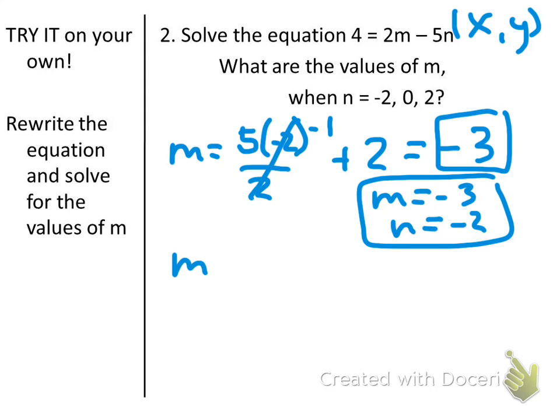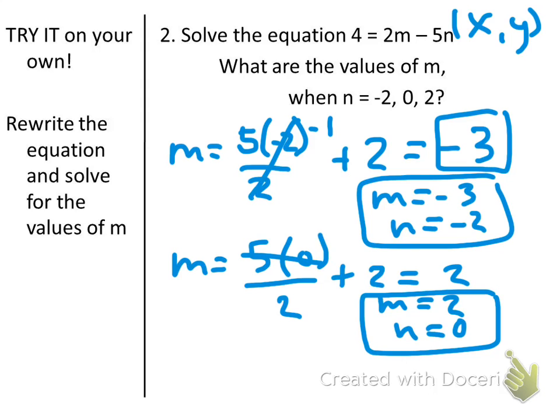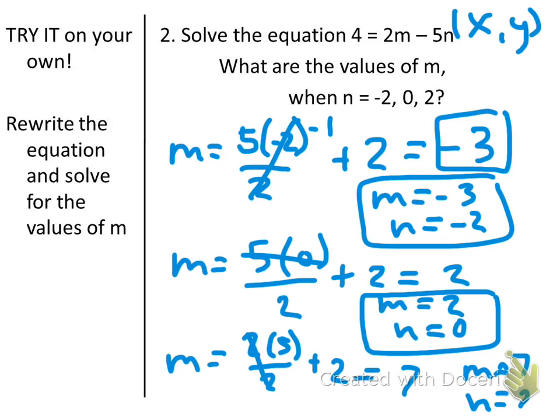Okay? Next, we have m equals 5 times 0 divided by 2. Well, this is obviously 0, so plus 2 equals 2. So when m equals 2, n equals 0. And then the last one we have m equals 2 times 5, which is 10. 10 divided by 2 equals 5. 5 plus 2 equals 7. So when m equals 7, n equals 2.